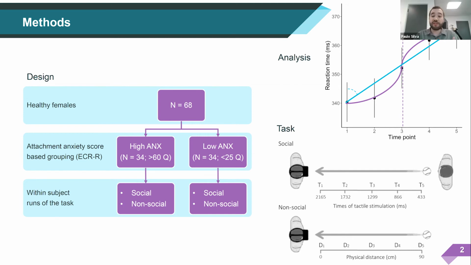Roughly, the analysis of this data involved the fitting of linear and sigmoid functions to the distribution of reaction times across the time points of stimulation. The slope of the linear function gives us the level of differentiation between close and far space, and the central point of the sigmoid is a proxy for the boundary of peripersonal space.